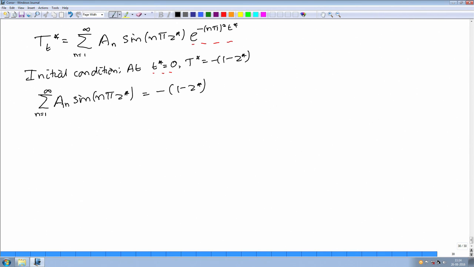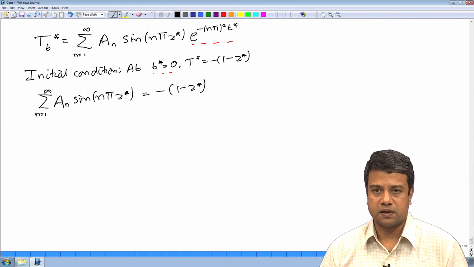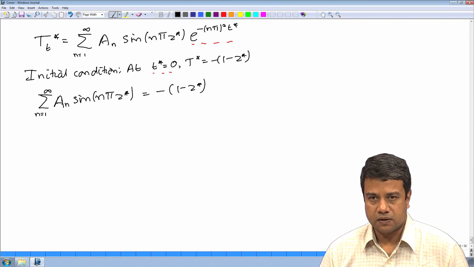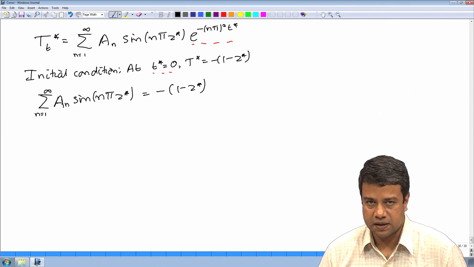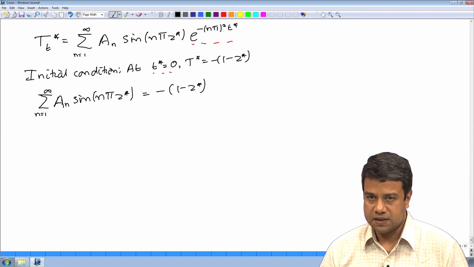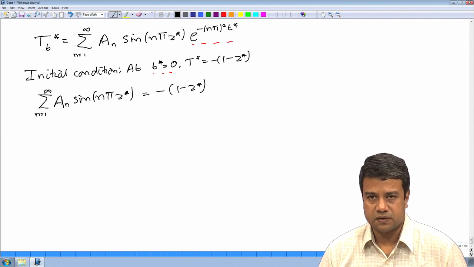This is one equation which contains an infinite number of coefficients. How do I obtain a solution for this equation? It turns out that these functions sin of n pi z star are special functions in this domain between 0 and 1. They are called orthogonal functions. They satisfy relations which are called orthogonality relations, and these can be used in order to find these coefficients.